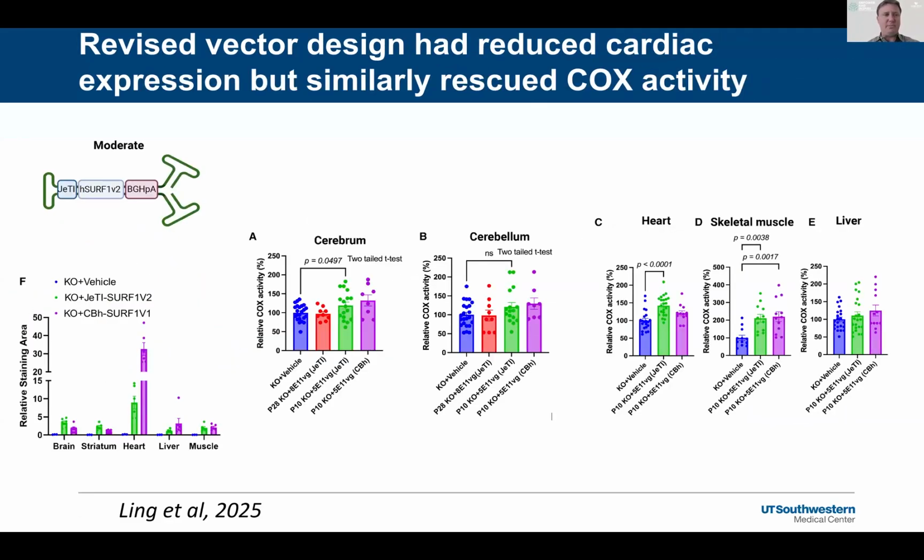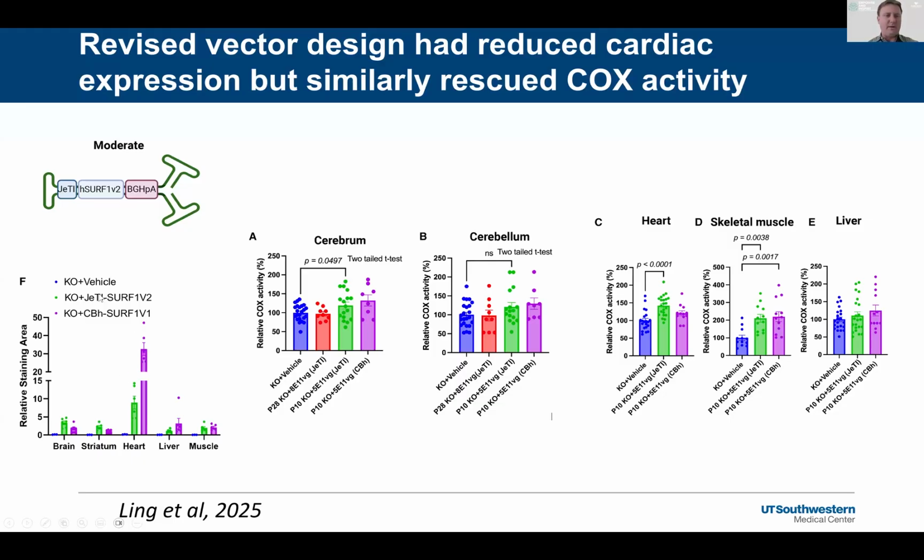So we went on quickly to move this construct in vivo, and I'm showing data from the middle, the moderate expressing construct with the JET-I promoter. And first of all, if we looked at the expression, and this is delivered into SURF1 knockout mice by a lumbar intrathecal delivery route. This is the delivery route that we would be planning to use in humans. And these were all mice that were injected at 10 days old.